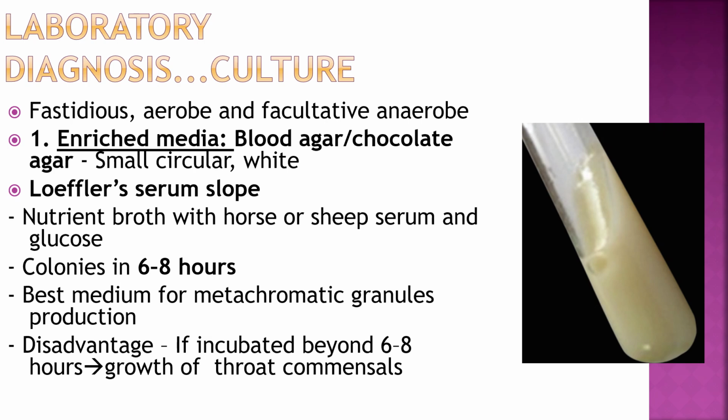Then you can do culture inoculation. The bacteria is fastidious, aerobic, and facultatively anaerobic. The first method can be enriched media, which can be blood agar or chocolate agar. On that you can see small circular white colonies. The second medium is Loeffler serum slope. It is nutrient broth with horse serum added, and glucose. Colonies may be seen in 6 to 8 hours. It is a base medium for metachromatic granule production. Disadvantage: if it is incubated for more than 6 to 8 hours, there can be growth of throat commensals.